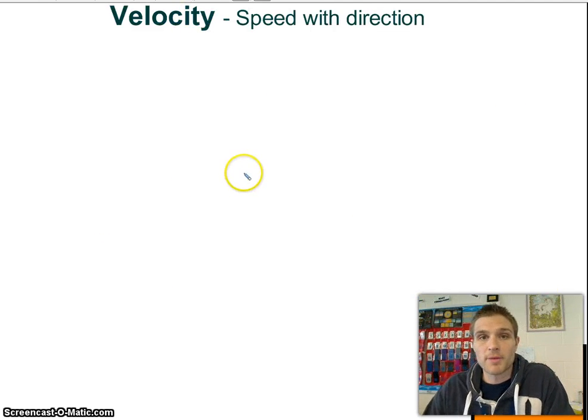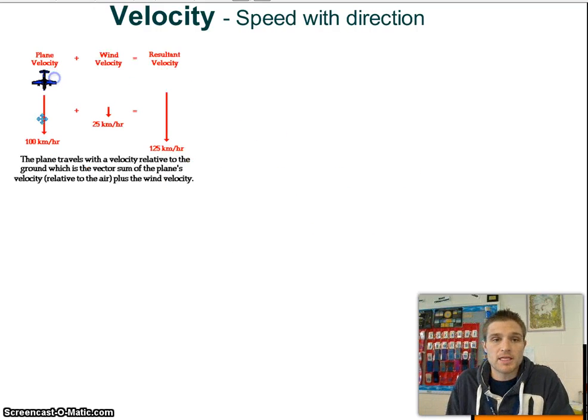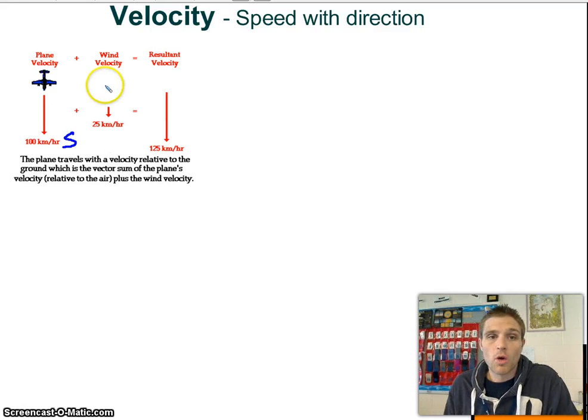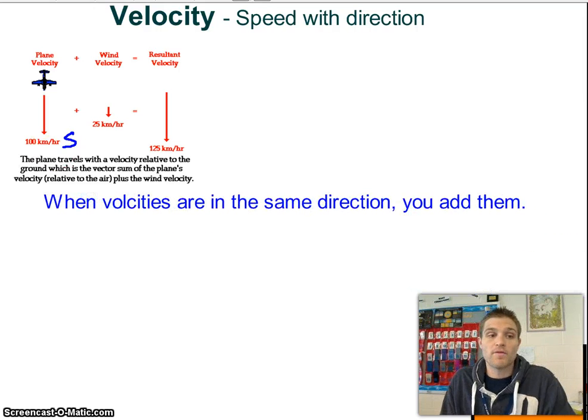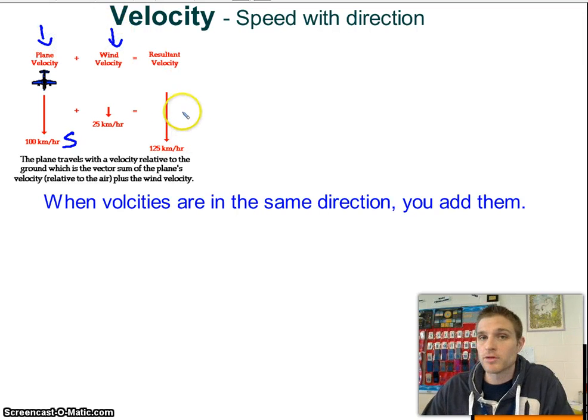The next thing I want to talk about is velocity, which is speed with direction. If I was looking at an airplane, right here, this airplane, we would say this is going 100 kilometers per hour south, because the arrow was pointing down, we're going to say that's south in this case. So when we talk about velocity, there's certain things that we need to look at. When velocities are moving in the same direction, here's the plane going this way, here's the wind going this way, I'm going to add those two velocities up. So I have 100 plus 25, which gives me 125 kilometers south.